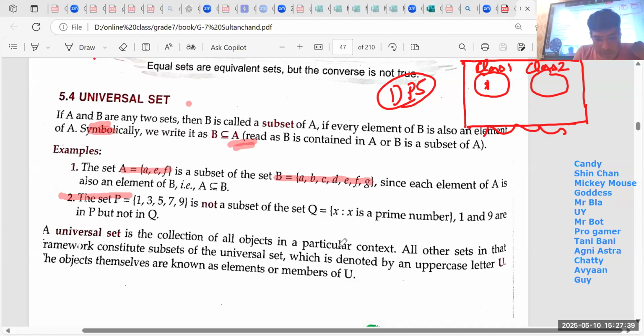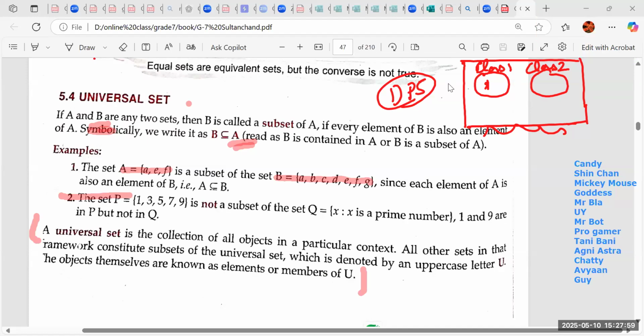So universal, okay. So who wants to read this line? Sir, can I? Okay, Aganya, please read. A universal set is the collection of all objects in a particular context. All other sets in that framework constitute subsets of the universal set, which is denoted by an uppercase letter U. The objects themselves are known as elements or members of U.